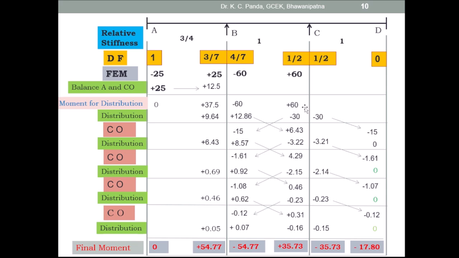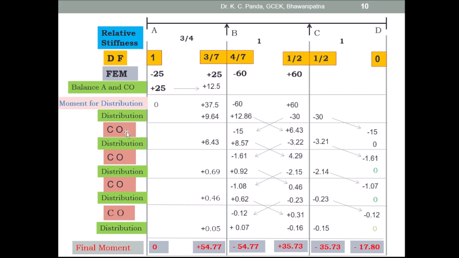Then go to the joint C. So here the unbalanced moment, this side 60 and this side 0. So the unbalanced moment is 60, and this unbalanced moment you have to balance by multiplying with the distribution factor: 60 into half, and you have to put in opposite sign, minus 30. Similarly 60 into half, in opposite sign, this is minus 30. So this is the balance of joint B and C, and here there is no moment, and this is 0 distribution factor, so here this is 0. So this is the balance or distribution of the joints B and C.